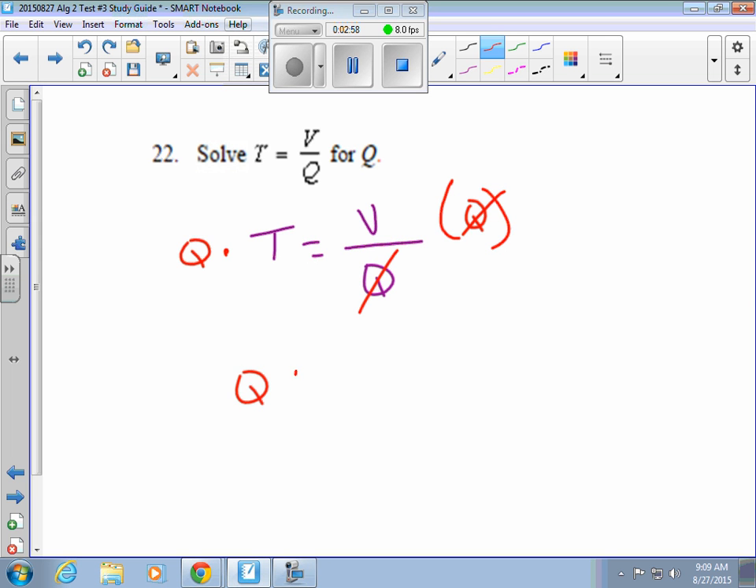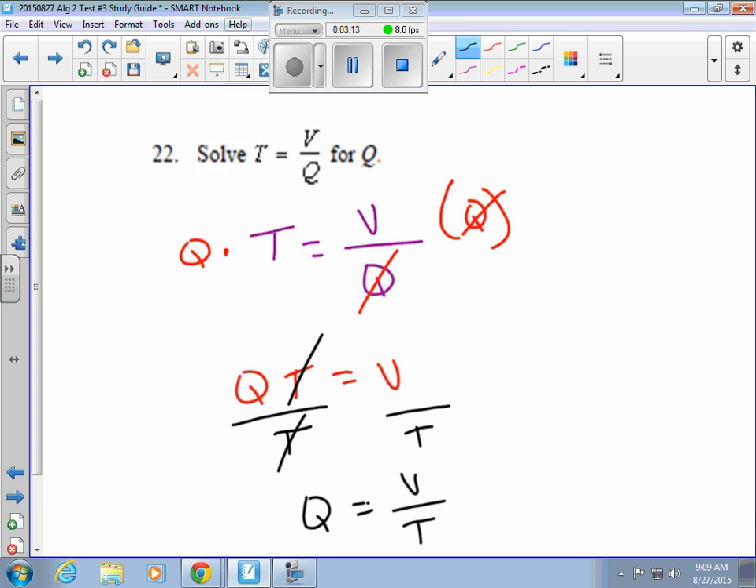We have Q times T is V. So in order to get Q by itself, divide by T. You do it to the left, do it to the right. It'll cancel here and leave you with Q. That's what we wanted, Q is equal to V divided by T.